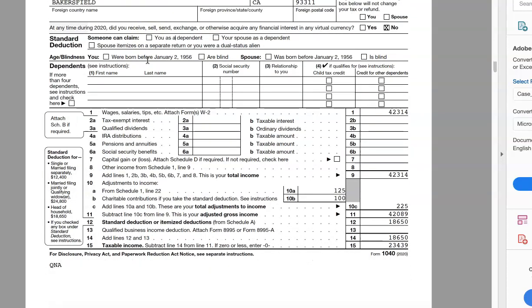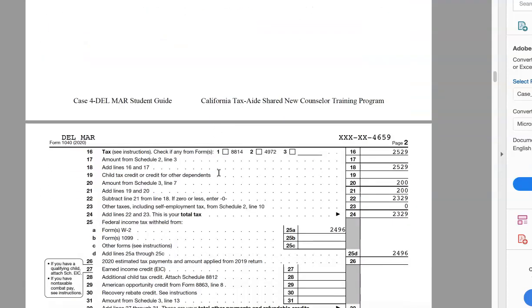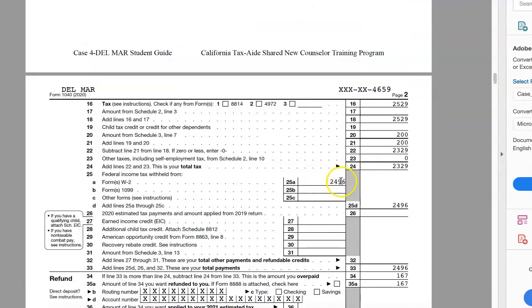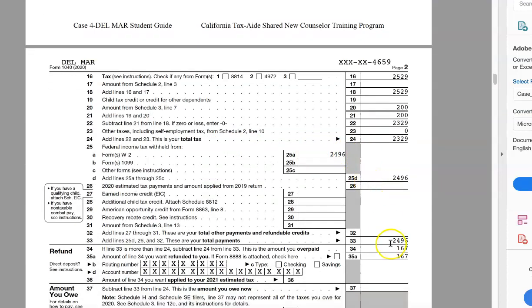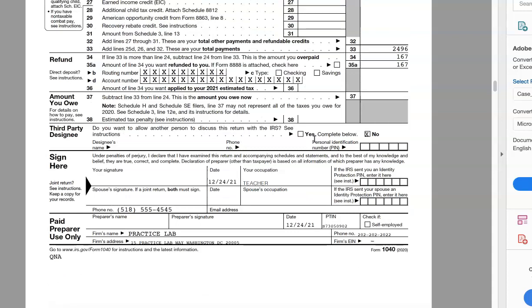We've got $42,000 of wages, and we've got a charitable contribution of $100. We've got something coming from Schedule 1. We'll take a look at that. Taxable income of $23,000, tax of $2,500. Withholding was almost exactly perfect, so the taxpayer ended up getting a small refund. Notice there's no banking information here, so the refund was by check.